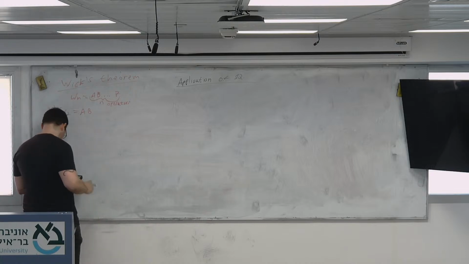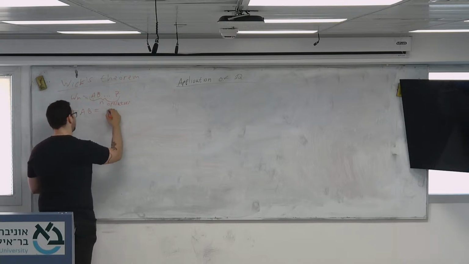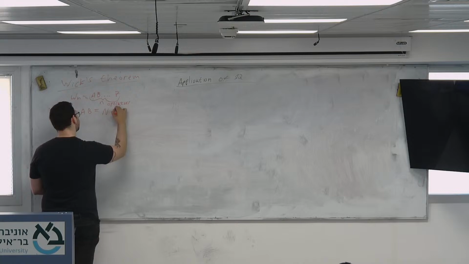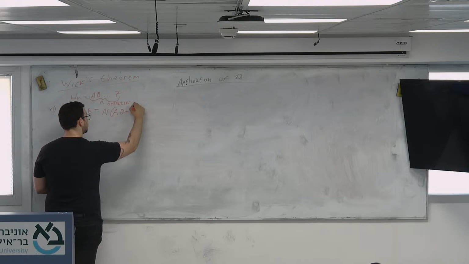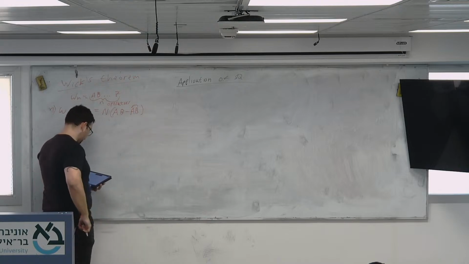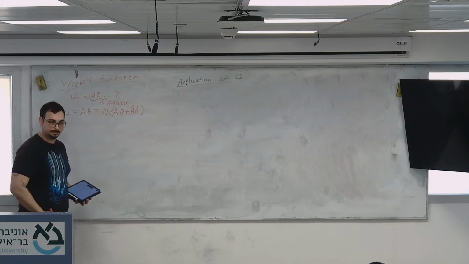Okay? We know A B is equal to, we can very simply show A B equals normal-ordered A B plus A B contraction, by definition.